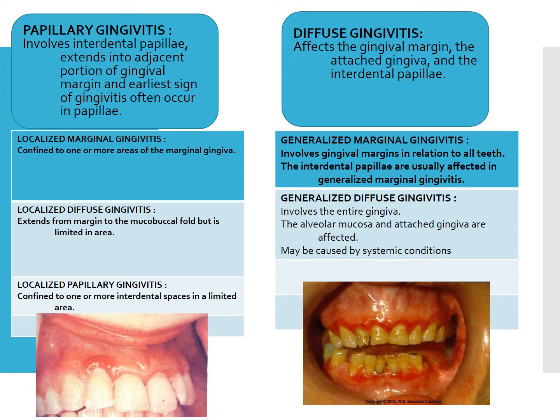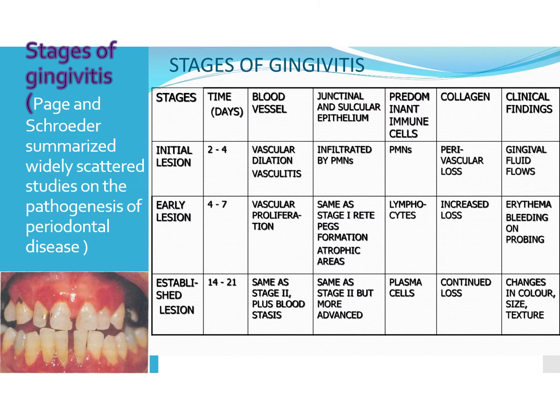Then coming to the generalized marginal and generalized diffuse. Generalized marginal is that which involves the gingival margins of all teeth, almost all teeth. In this case, the papilla will be more affected, because firstly the papilla will be affected and then it will be extended to the marginal areas. Generalized diffuse means which involves the entire gingiva, alveolar mucosa and attached gingiva are affected. It may usually be caused by systemic conditions.